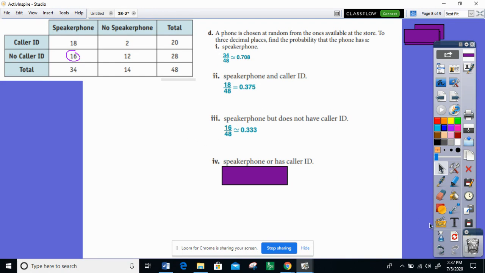And then we want to find the probability that the phone has a speakerphone or has caller ID. Well, that would be how many are speakerphones? Well, that could be 18 that do have caller ID. That could be the 16 that have speakerphone and do not have caller ID. But we want to include all the phones that have caller ID also. We already included 18 of those, but we have 2 more over here to include. So 18 plus 16 plus 2 divided by 48 gives us a probability of 0.75.